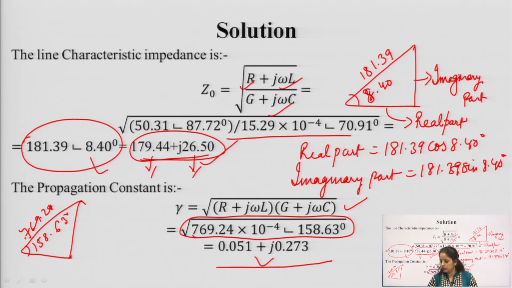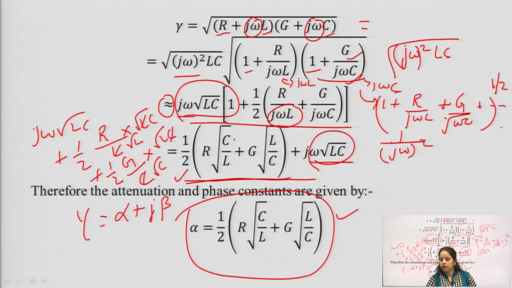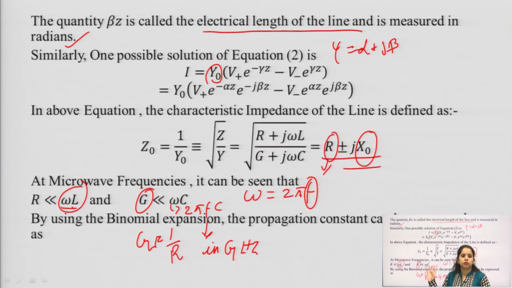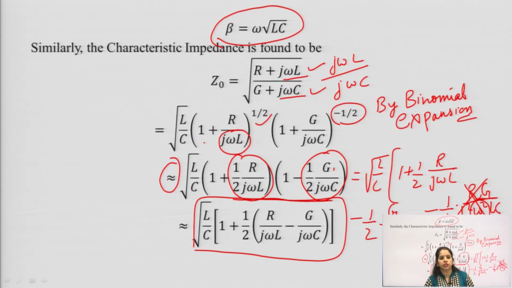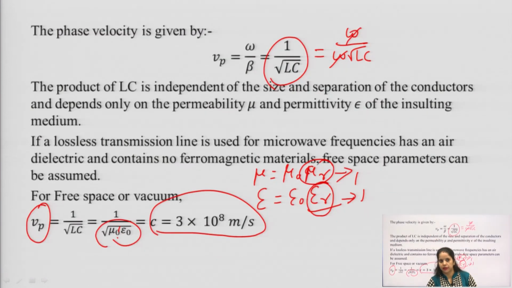In this particular lecture, let us have a review of what we have studied. We have gone through the solution expressions of the transmission line equation. Then we discussed the propagation constant, and finally we calculated the attenuation constant, the phase constant, and at the end the characteristic impedance, and did the numerical related to that. We also concluded that the phase velocity for free space should be equal to the velocity of light.